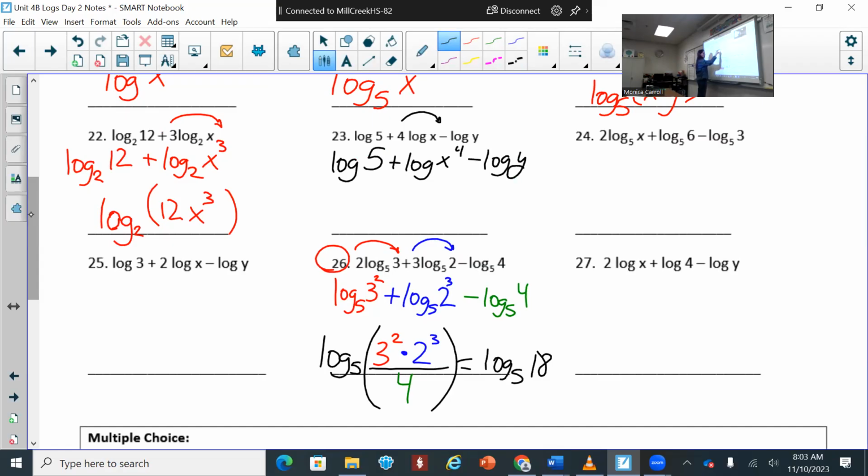Now that we've gotten rid of the coefficients, we combine into a single log. That's a log, sorry, my crazy little tail on that guy. It should be 5x to the 4th over y. There's nothing to simplify on that. It's a bunch of variables. There's no number to simplify with the 5, so you're finished right there. How many of you guys got that one right? Raise your hand if you got 23 100% right.